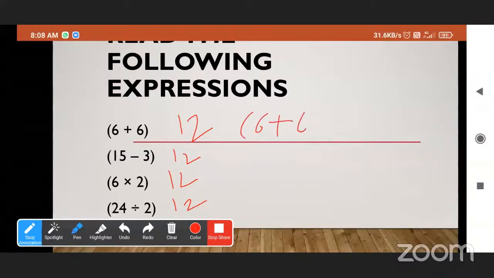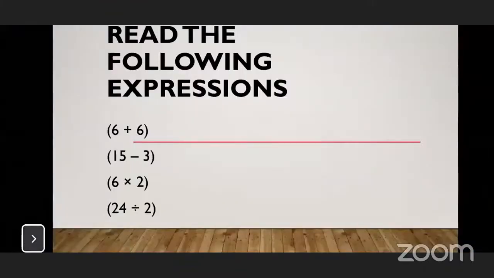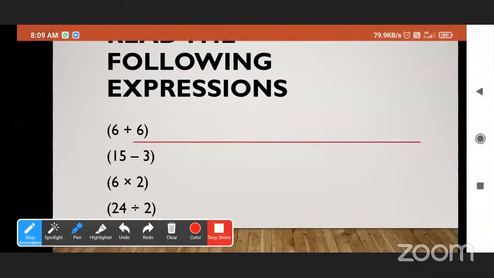6 plus 6 is equal to 12. 15 minus 3, we can't just write the value. We write the equalities, which we learned in the previous lesson. Equality is 6 into 2 is 12. Okay. Now we can write it like this.